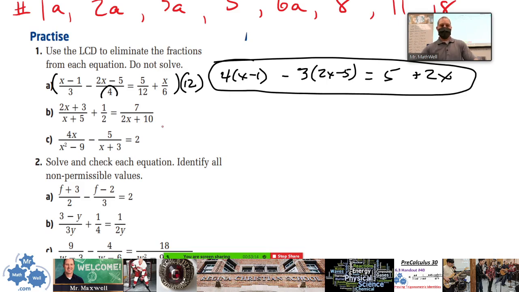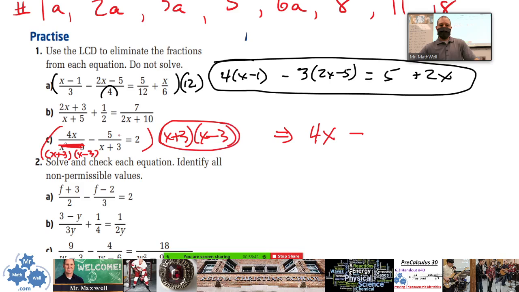Okay? If you still don't understand that, let's go to C here. This x squared minus 9 we know is x plus 3 times x minus 3 when it's factored. And so I would multiply everything here by x plus 3 times x minus 3 to get rid of those factors. And that would leave me with, over on the far left, just a 4x, because all of the factors would divide out.